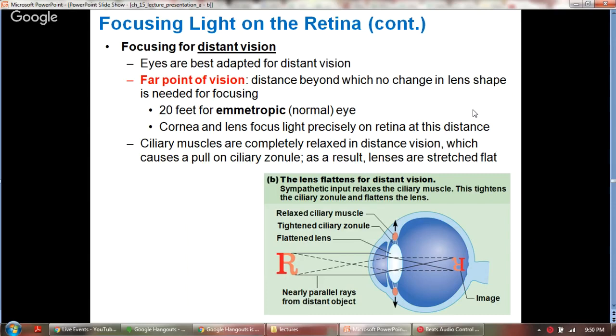For the normal eye, which we call emmetropic, it is 20 feet, and the cornea and the lens focus light precisely on the retina at this distance. In this case, the ciliary muscles are completely relaxed, and it causes a pull on the ciliary zonule. As a result, the lens is stretched flat.